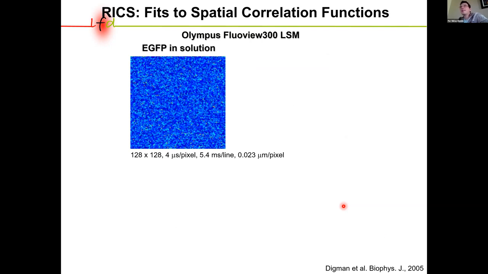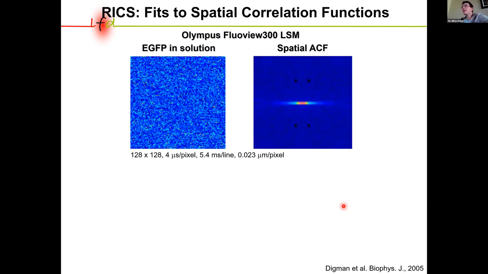Okay, let's look at some examples. This was a solution of eGFP. So you see a single image of that solution. The acquisition was set to 128 by 128 pixels, 4 microseconds per pixel, which in this case resulted in a line dwell time of 5.4 milliseconds. And the pixel size was set to 23 nanometers, which oversamples the point spread function. So this is the resulting spatial autocorrelation function.